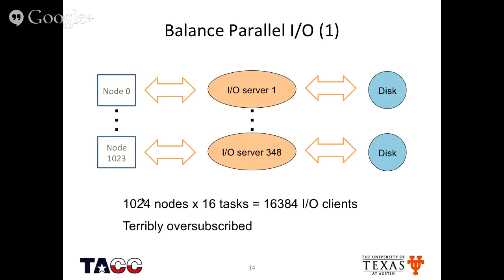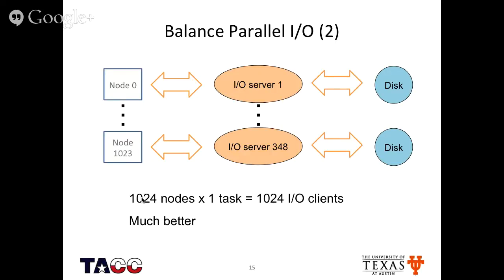Now, how many processes are enough? If you were to wonder that, let's assume a scenario in which you have about 1024 nodes. On Stampede, each node has 16 cores. So if you launch your MPI job saying I want 1024 nodes and I want to use all 16 cores on each, essentially you're asking for 16384 I/O clients, and that is terribly oversubscribed. That's what would thrash the system. Okay, let's be a little more gentle than that.